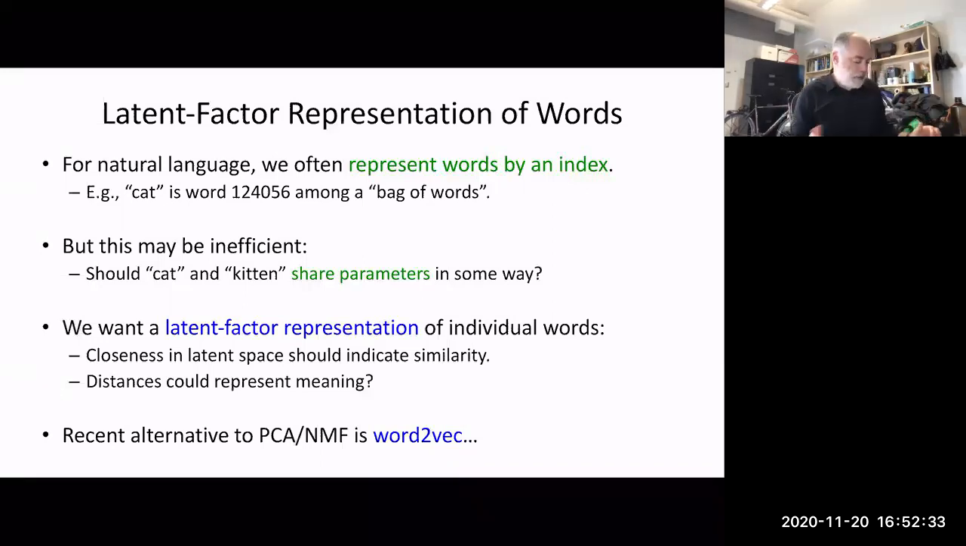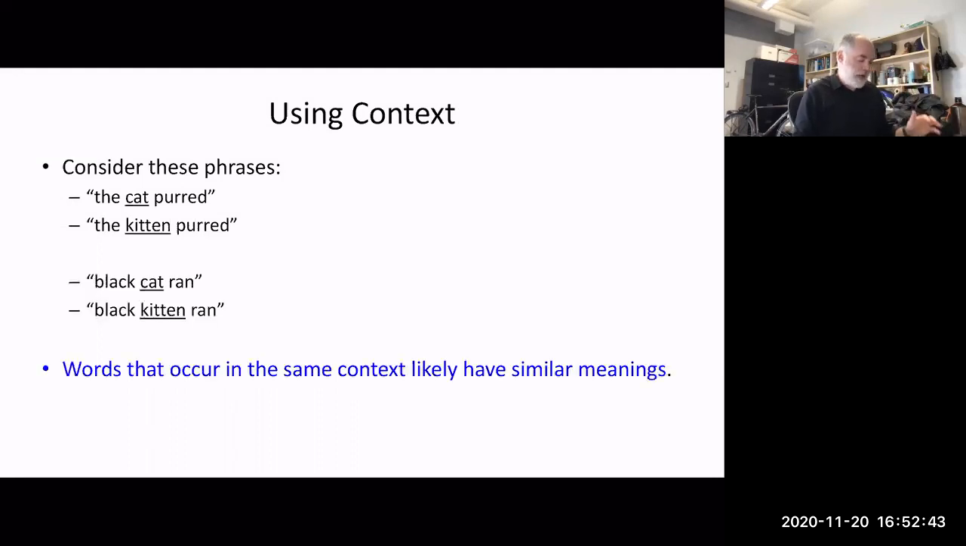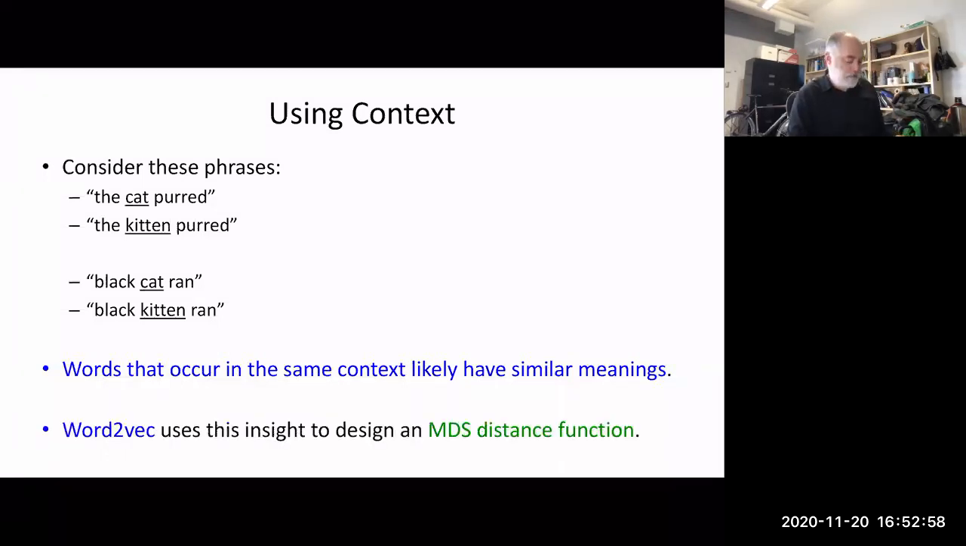So what we're going to talk about is Word2Vec very rapidly. We'll do a little bit more on Monday as well. But let's think about these phrases: the cat purred and the kitten purred, or the black cat ran and the black kitten ran. Basically, the idea of latent factor models for words is that words that occur in the same context are very likely to have similar meanings, right? And this has been used all over the place.